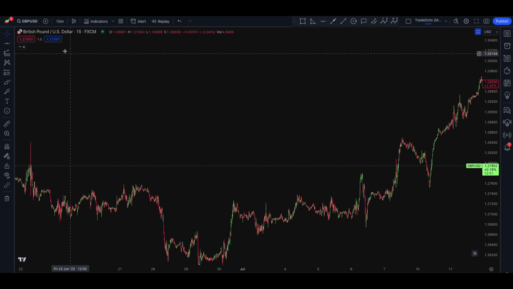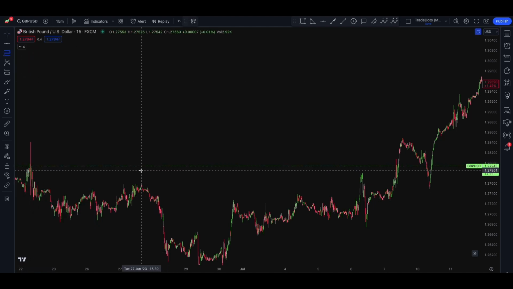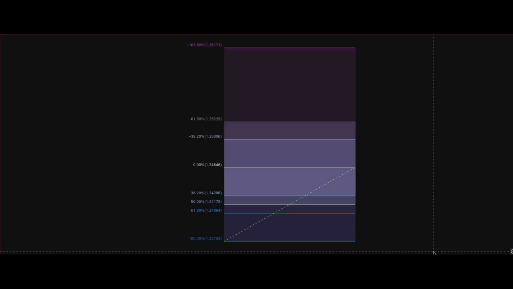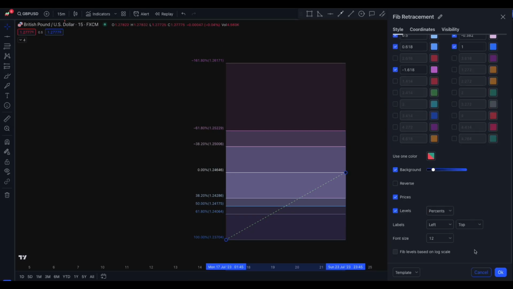To begin, let's navigate to TradingView and access the Fibonacci retracement tool. To place it on a chart, we will have to select two reference points. Fibonacci retracement levels consist of horizontal lines that indicate potential support and resistance levels. Each level corresponds to one of the Fibonacci ratios or percentages defined by the Fibonacci sequence. To enhance visual clarity, you can replicate our settings to tidy up the display.